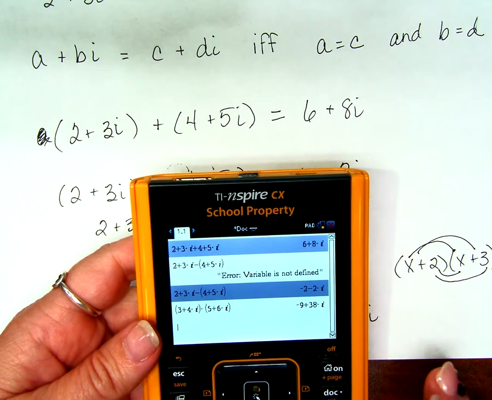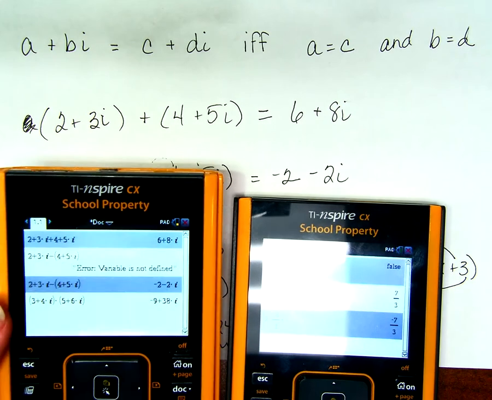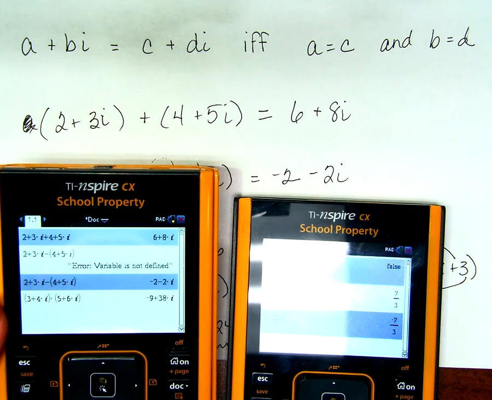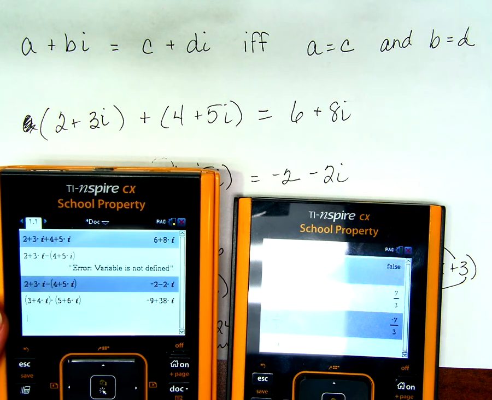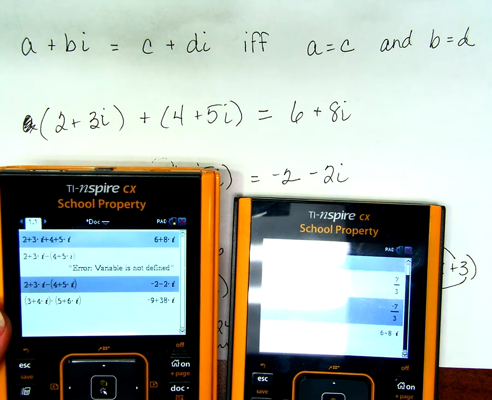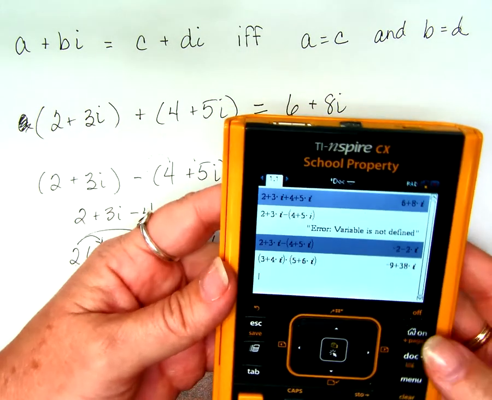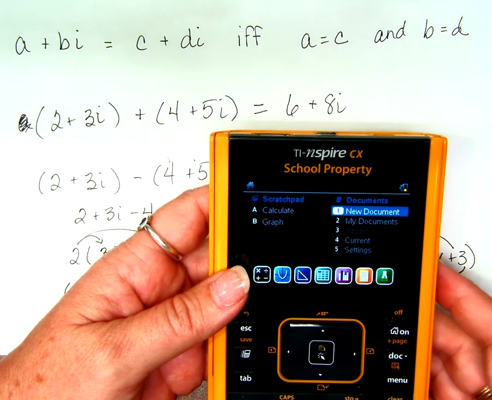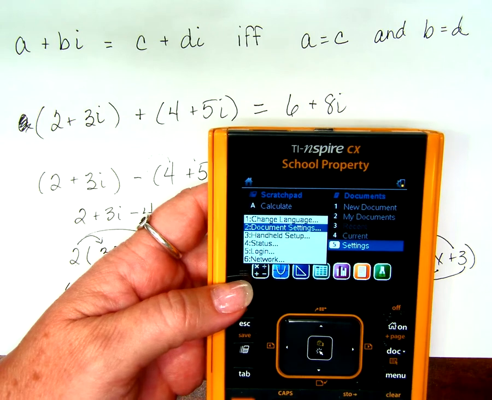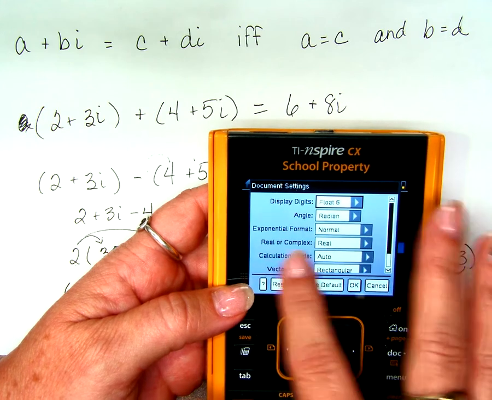Now, your calculator may not work. Let me see if this other calculator will work. I'm going to show you something. If I did 2 plus 3i, and then plus 4 plus 5i. Yeah, it worked. Most of the time they need to be in the right mode, okay? So you might have to check the mode by going to your settings. From home, you can go to your settings, number 5, and looking at your document settings. See, this one's actually set on real and not complex, right?